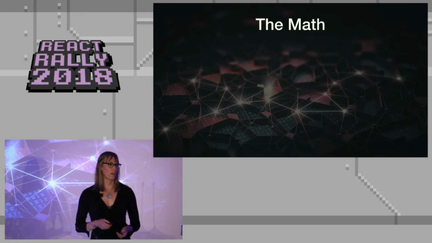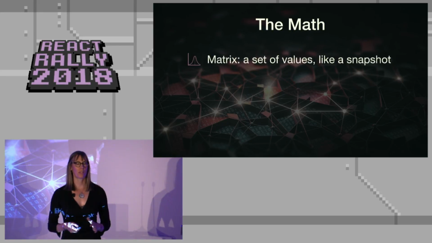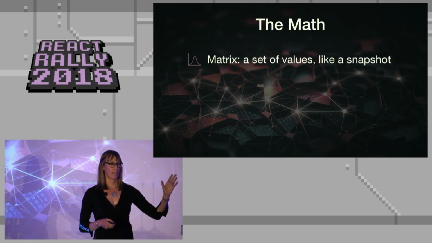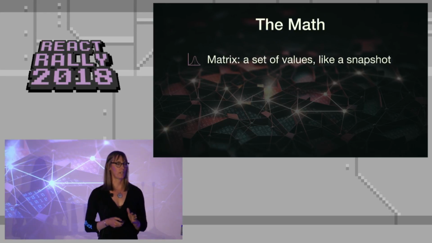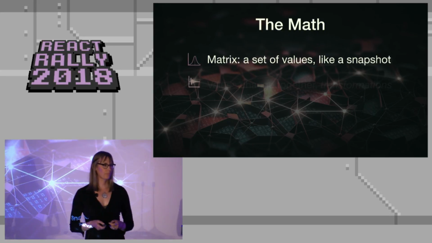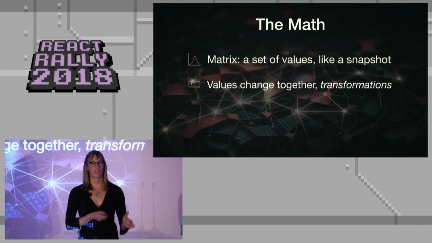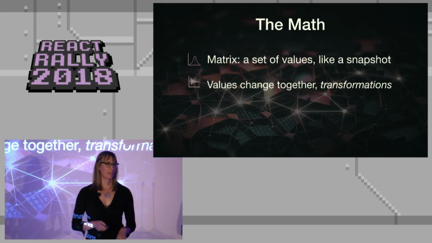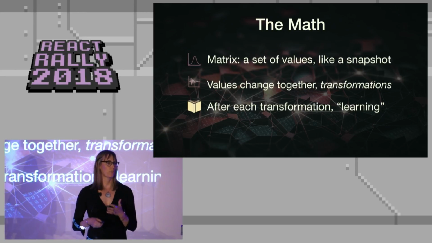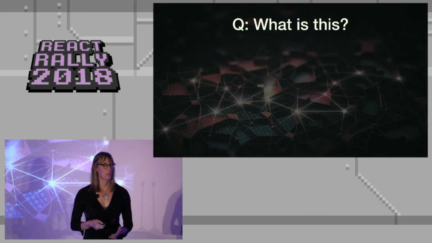If you think about some of the math behind this, a digital snapshot is like a collection of values. It's a matrix of values, if you will. There are coordinates on a plane that have a certain color and a location, right? So you can do transformations on those values, and the rule is that all those values have to change in a similar way together. And after each one of those transformation layers, there's a feedback loop, there's learning that happens for the machine. I'll show you how this works. It's a little bit strange.